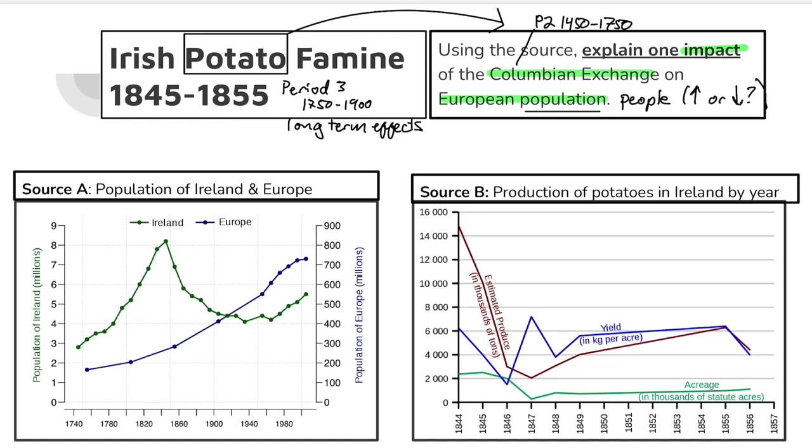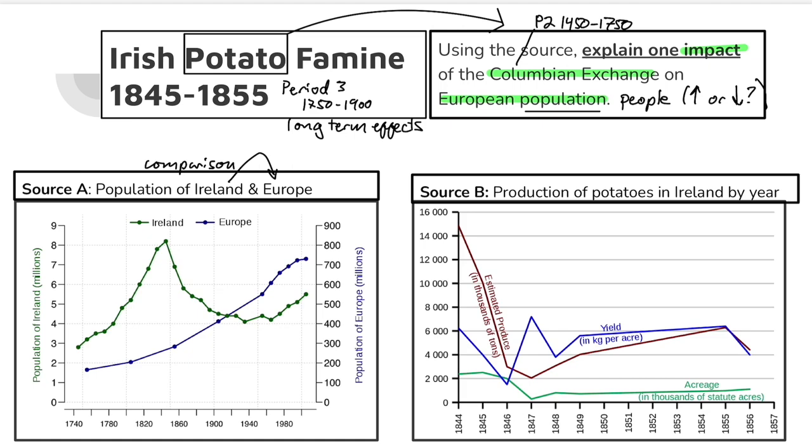So source A, population of Ireland and Europe. So it's comparing the population of people in Ireland and the population of people in the entire continent of Europe. So Ireland is a part of Europe. Then we need to figure out what our axes are.